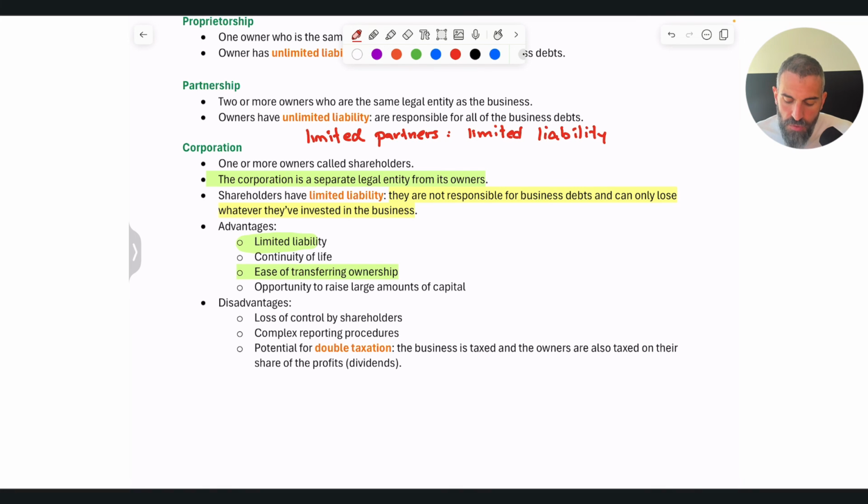And then the opportunity to raise large amounts of capital. Typically, you have this with corporations, right? Corporations are able to sell, to issue shares to raise money. And so you will often have access to more money.